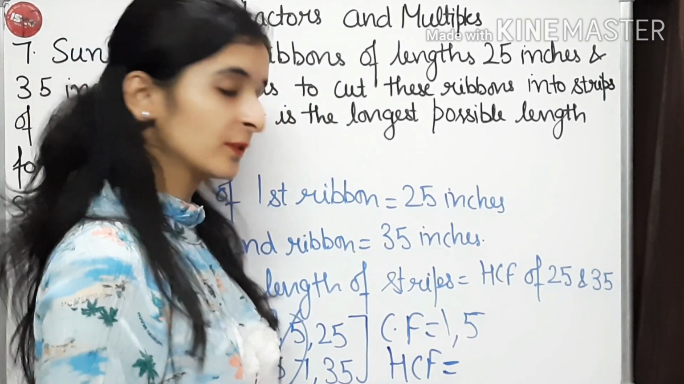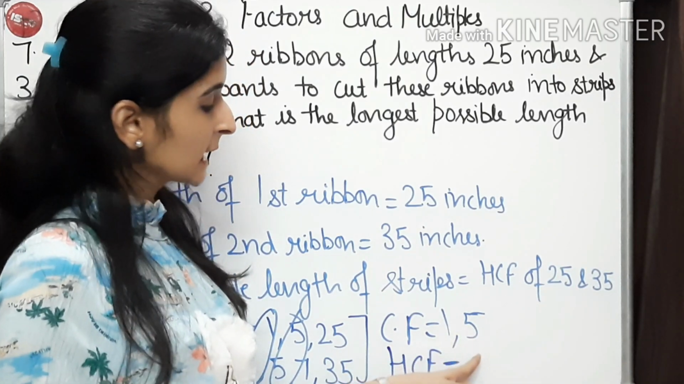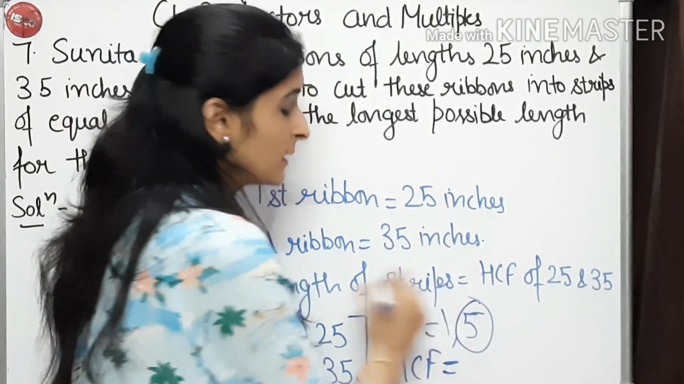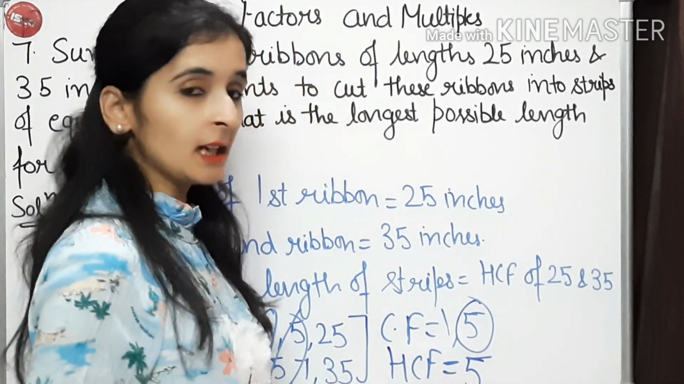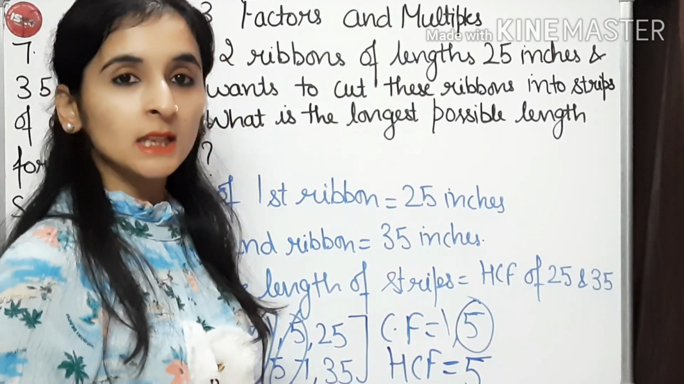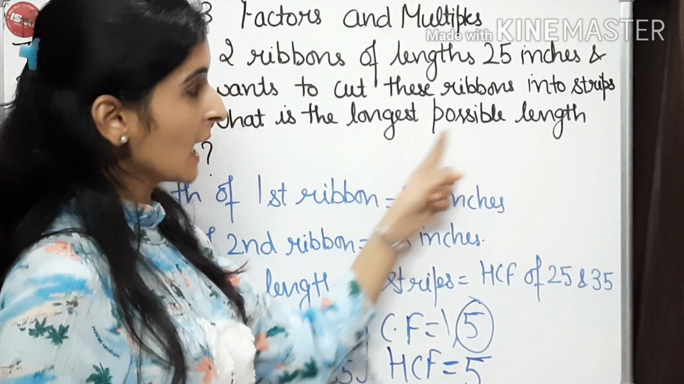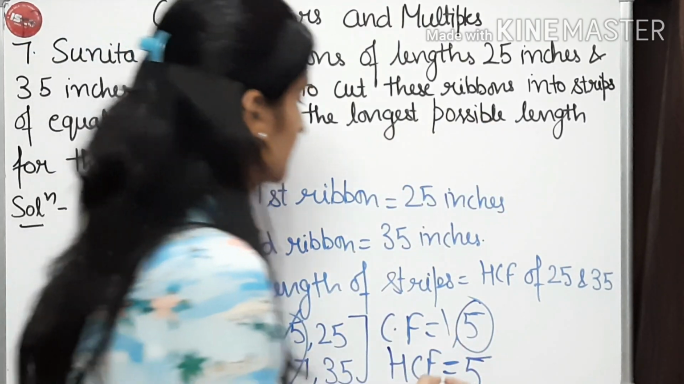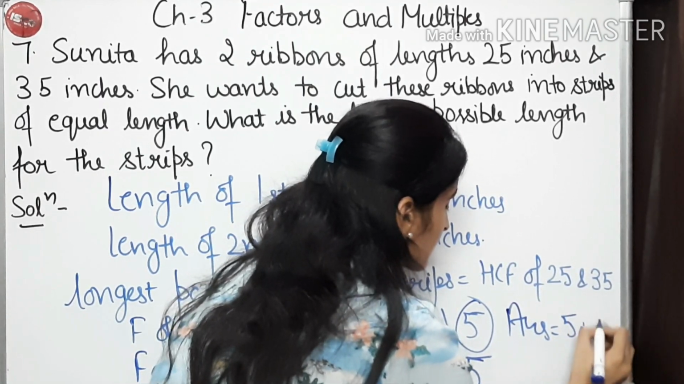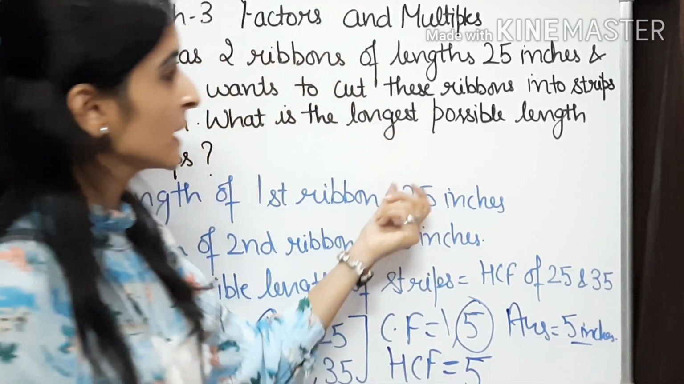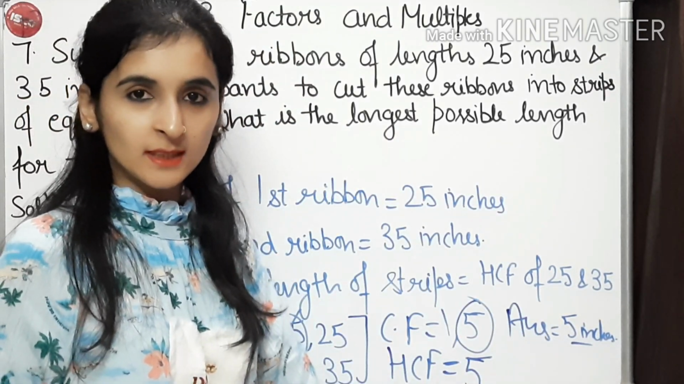Mehul, can you tell me what will be the HCF? Yes, the HCF will be the greater number, and the greater number is 5. So the greater number 5 will be the HCF of these two numbers. But our answer will be in inches because we have to find out the length. So the answer will be 5 inches. So the longest possible length of strips will be equal to 5 inches.